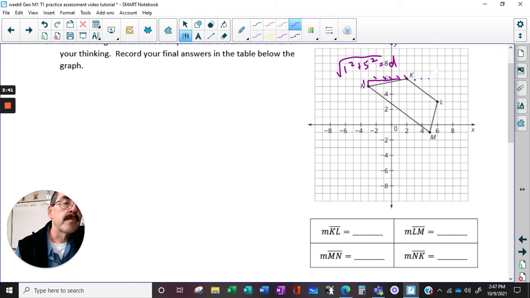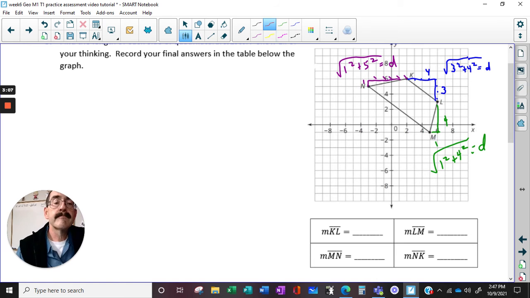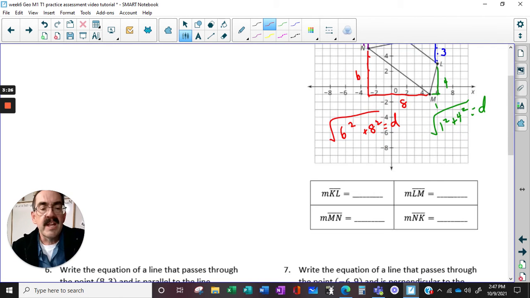Switch colors. 1, 2, 3, 4. 1, 2, 3. 3 by 4. 3 squared plus 4 squared equals D. 1, 2, 3, 4. 1 by 4. 1 squared plus 4 squared is D. 1, 2, 3, 4, 5, 6. 1, 2, 3, 4, 5, 6, 7, 8. 6 squared plus 8 squared, take the square root. All right. Pick any of those.